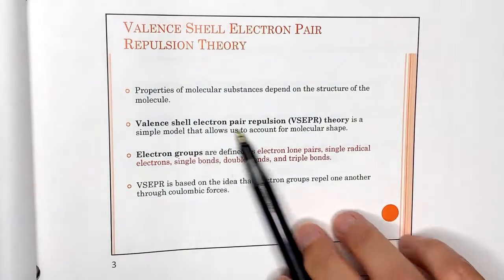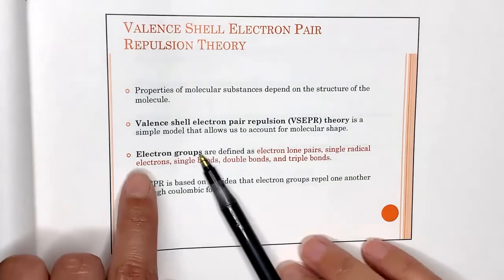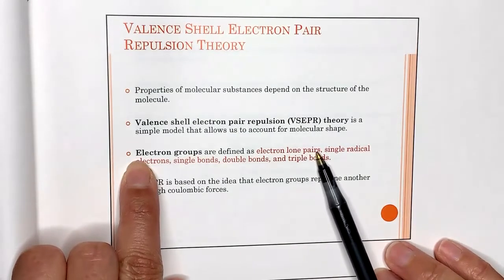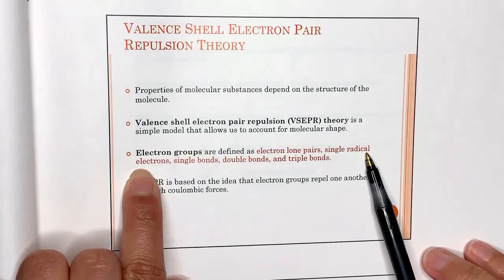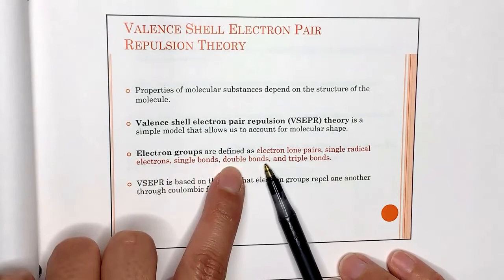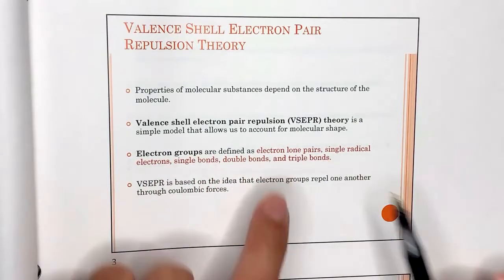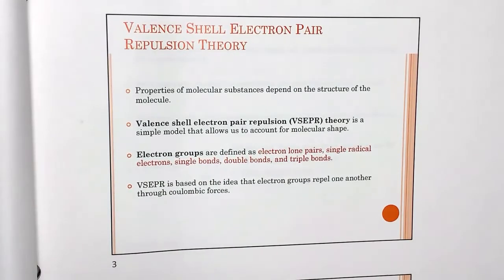And that's the idea here, that we have different kinds of electron groups that we categorize. So lone pairs are one type of electron group. Radical electrons are another type of electron group. Single bonds are an electron group. Double bonds are one electron group. Triple bonds are also another electron group. So basically, any type of bond is a group. Any type of lone pair is a group. Any type of single radical electron is also a group.